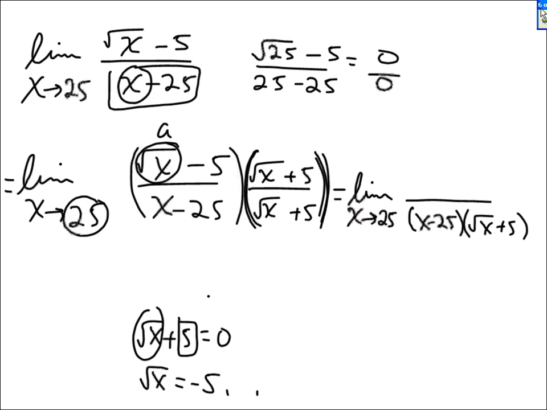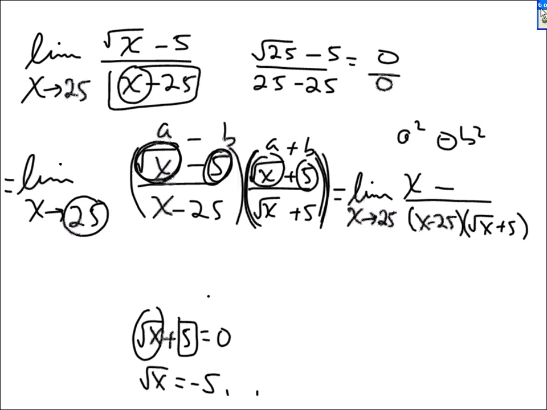This is a, this is b, that's a, that's b, plus minus. We're supposed to get a squared minus b squared. A is the square root of x. You square it, you get x. Minus b is 5. You square it, you get 25. And the reason you didn't want to multiply out the bottom, even if you could, is because you want it in factored form.